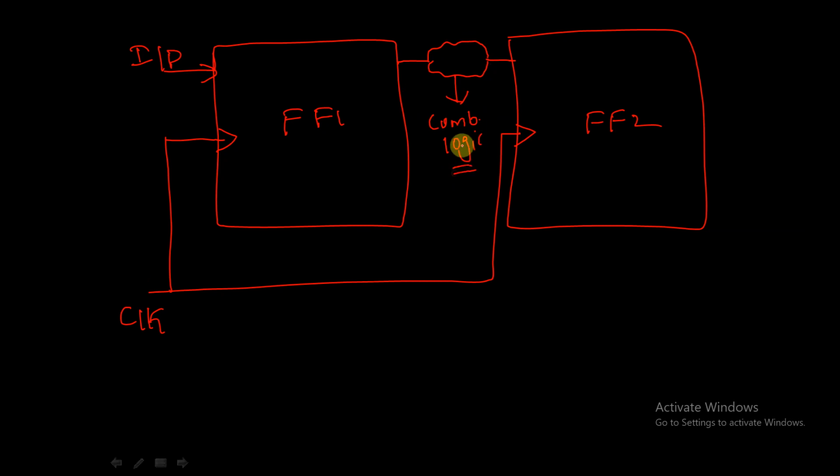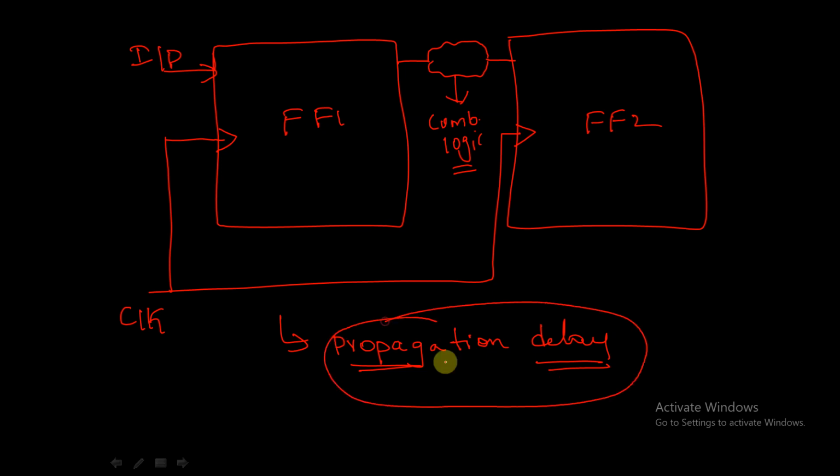What type of delay will we get when we have any combinational circuit? That type of delay is called propagation delay. I hope you have watched my previous sessions, in which we have discussed what this propagation delay is. So when we have any combinational circuit, we will have this type of delay, which is called propagation delay. This delay also we should keep in mind.